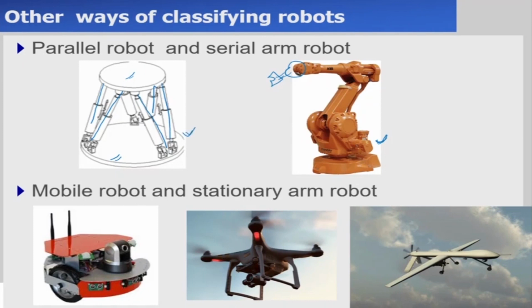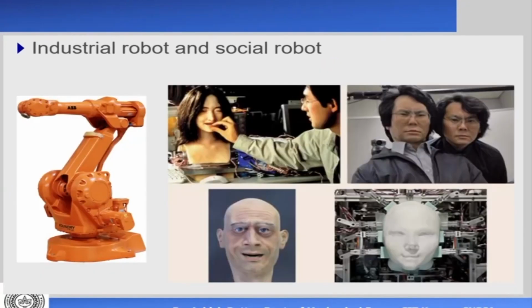For example, not moving, I mean the base is not moving. The arm is moving, yes, otherwise it won't be called a robot. But then the base is not moving. Whereas this is a mobile robot, this is an aerial vehicle, this is a drone. So these are robots which can fly around and move around. So we can have stationary robot arms, or we can have mobile robots. This is another way of classifying.